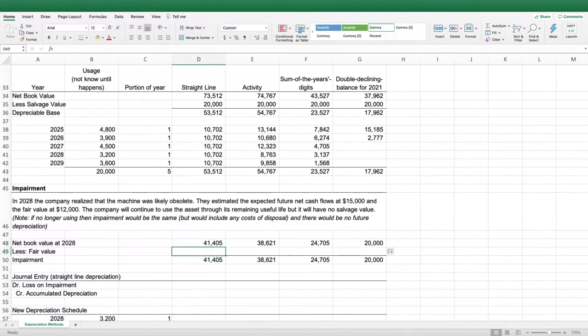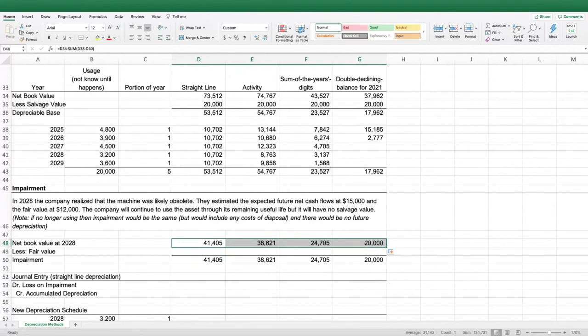Now the fair value of this asset, it says the fair value is $12,000. So if you'll note, as we talked about earlier for impairment, the expected future cash flows are $15,000. Well, that is far lower than the net book value under any of these depreciation methods. So that is why we have impairment. We now need to figure out how much the impairment is. The impairment is the difference between the net book value and the fair value.